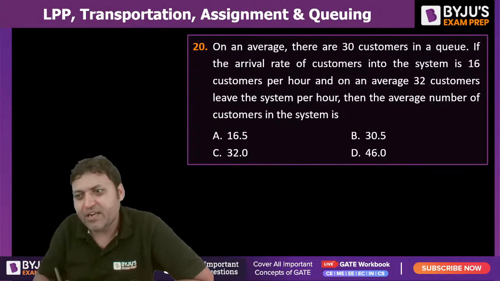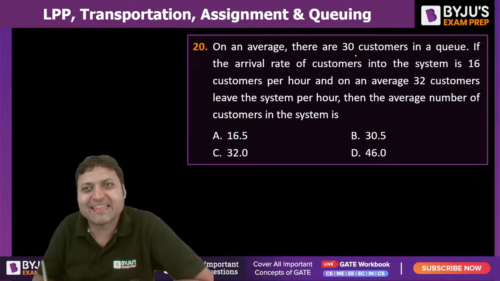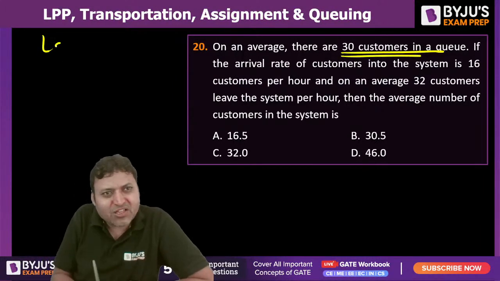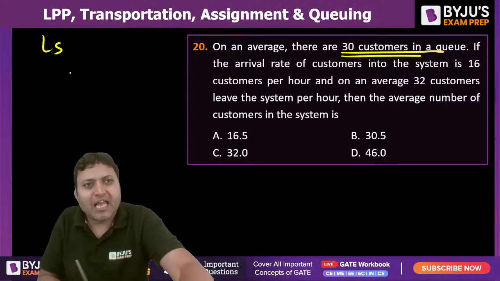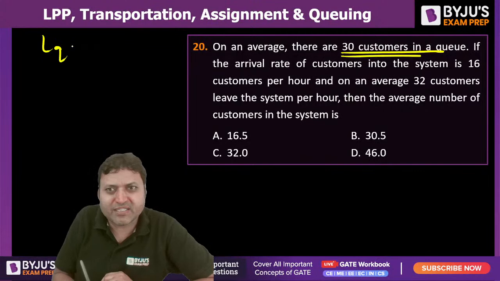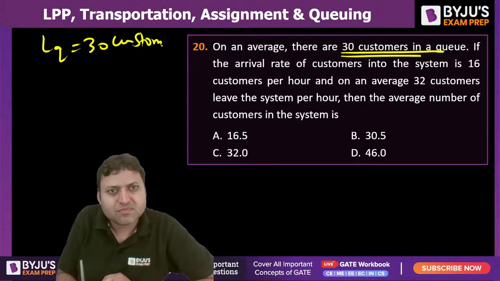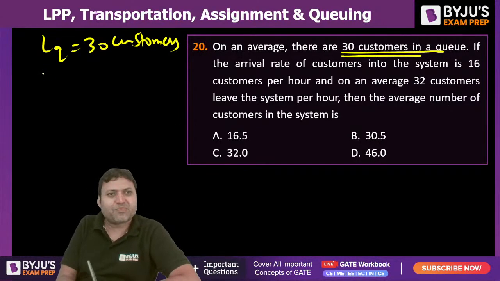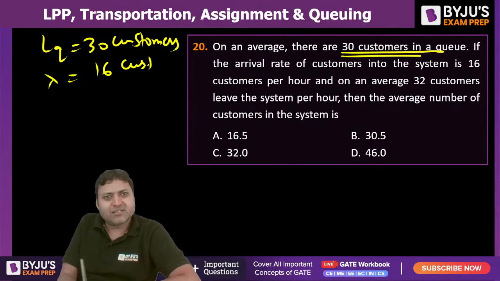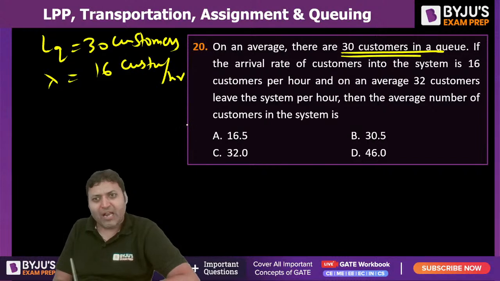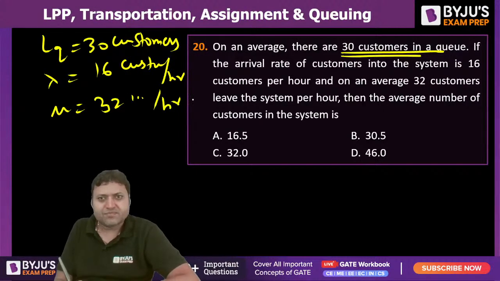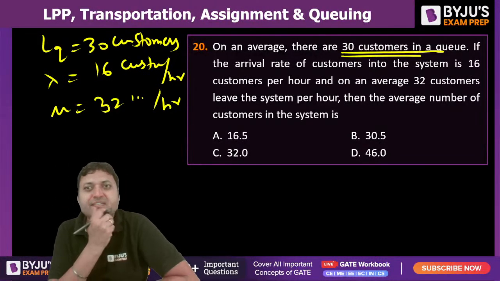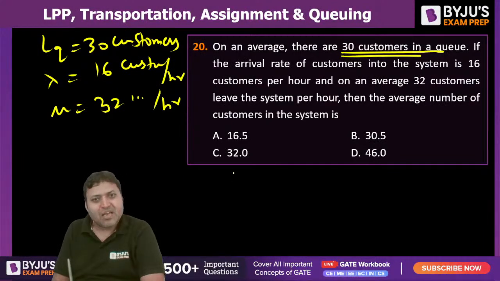Question number 20, last one. On an average, there are 30 customers in the queue. That is the length of the queue, LQ, is 30. If the arrival rate of customers into the system is 16 customers per hour, lambda is 16 per hour, and on average 32 customers leave the system per hour, mu is 32 customers per hour, the departure rate or service rate. Then the average number of customers in the system, LS.